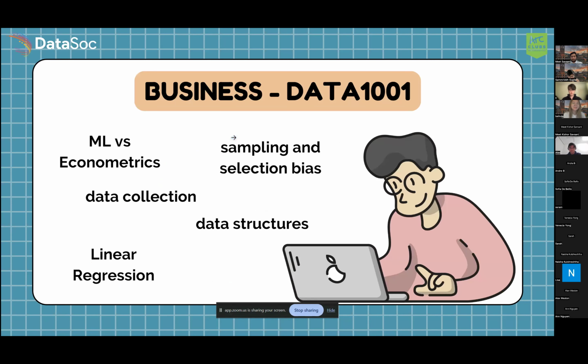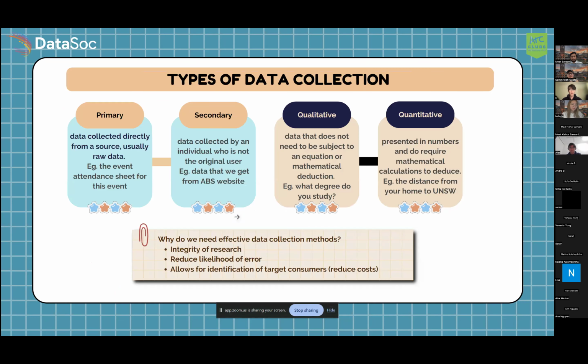Okay, so in the business part, we're going to discuss ML versus econometrics, data collection, data structures, sampling and selection bias, and also linear regression. Okay, so we're starting on the types of data collection.